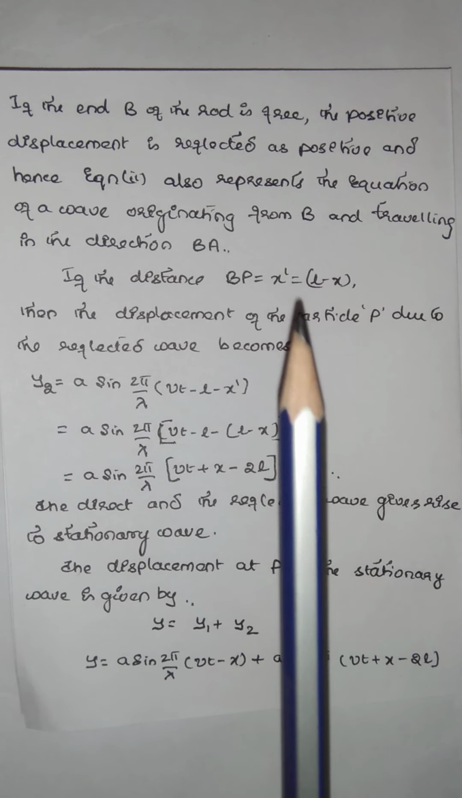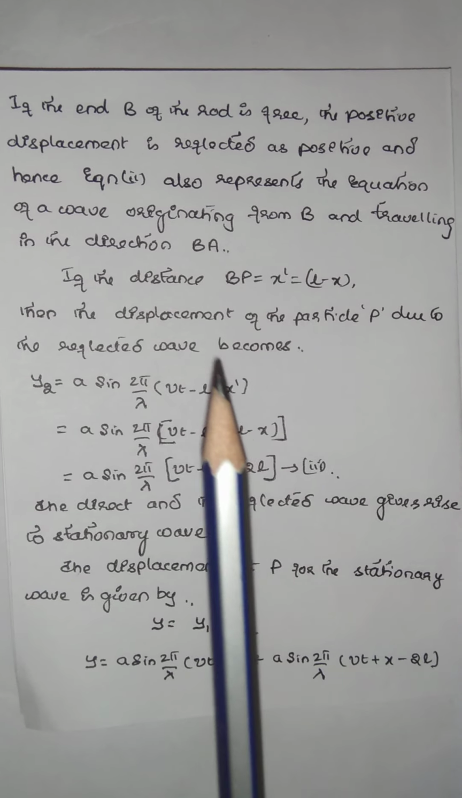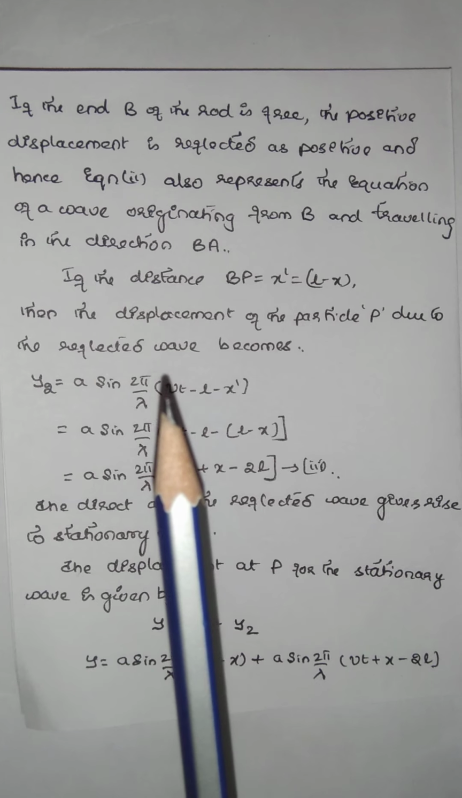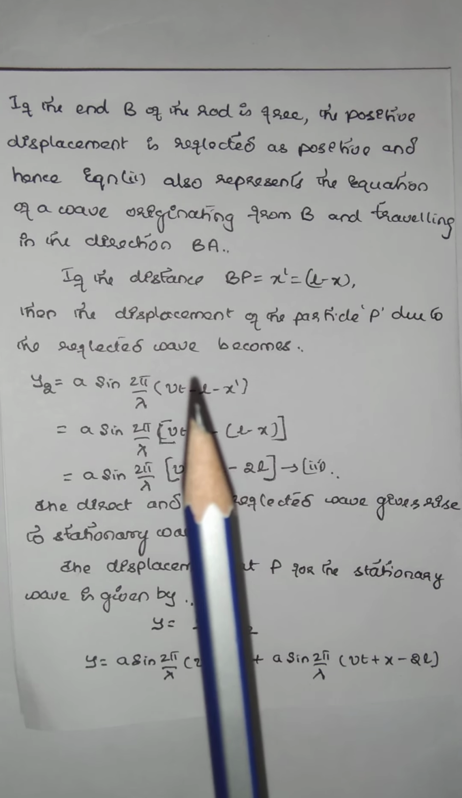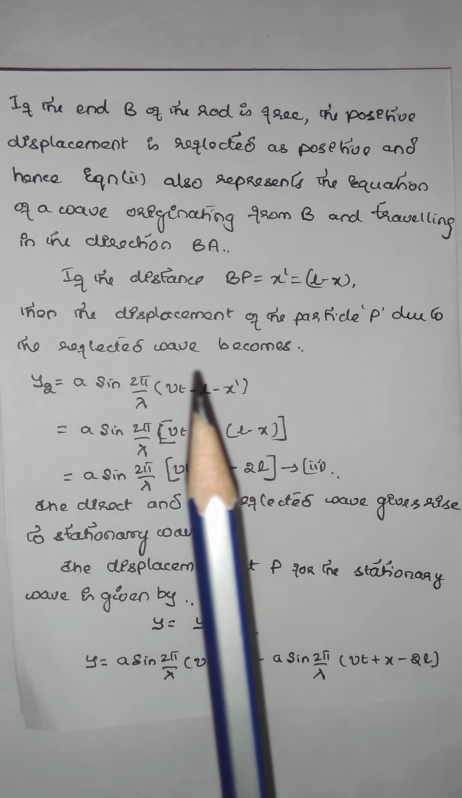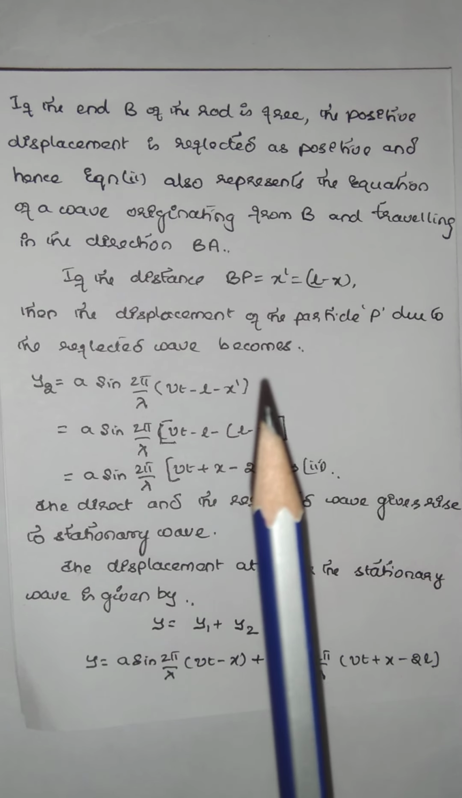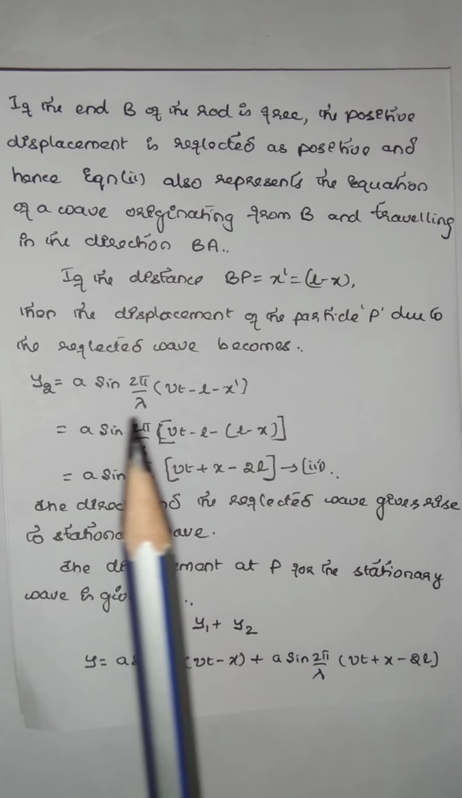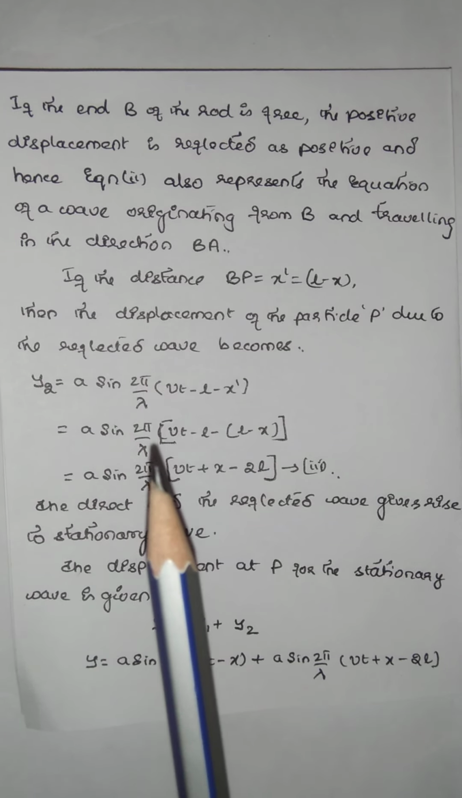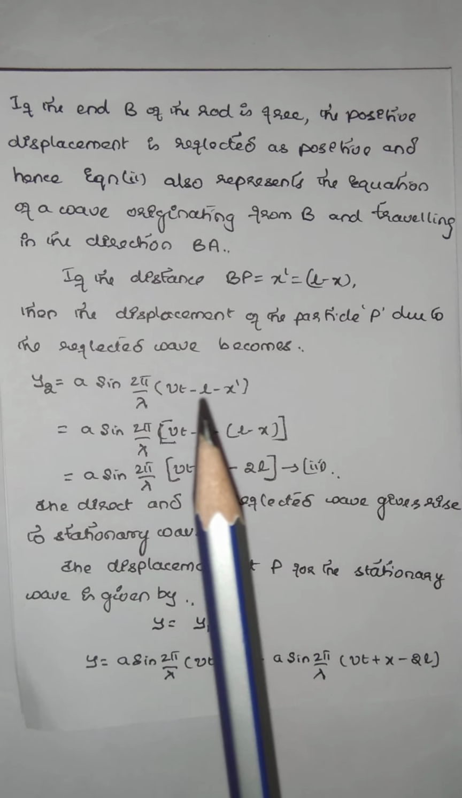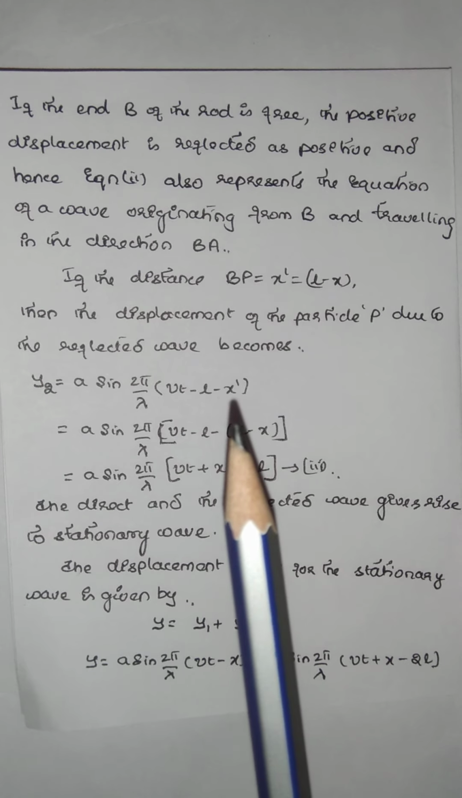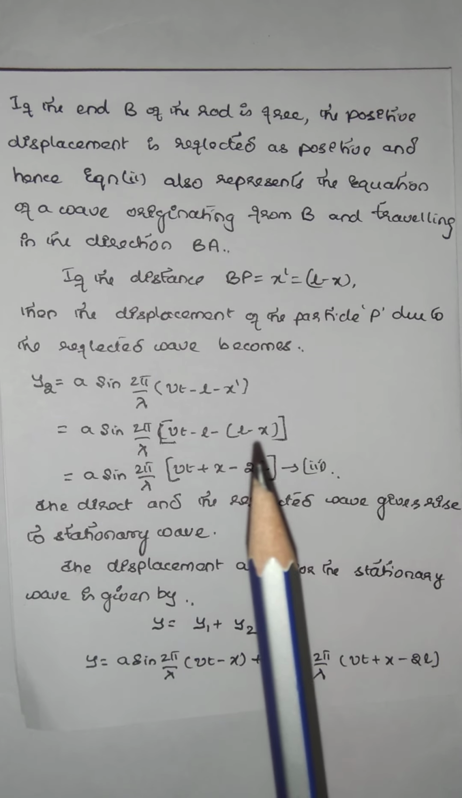Then the displacement of the particle P due to the reflected wave becomes, the reflected wave is traveling from the point B and reaches the point P, a distance equal to x dash, in the opposite direction. Therefore, the displacement y2 is equal to a sin 2 pi by lambda into (Vt minus L minus x dash). This value of x dash is given by L minus x.